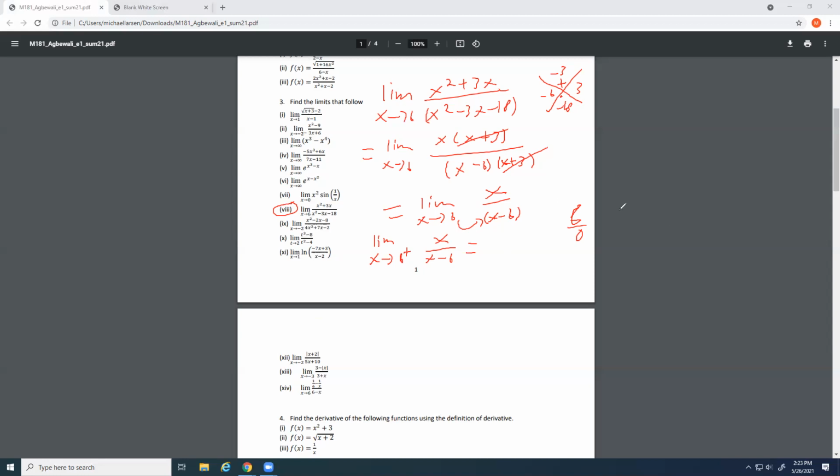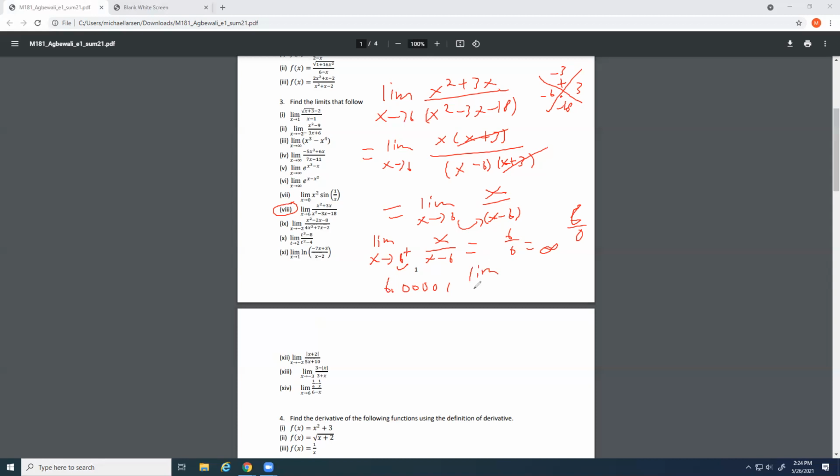These can look kind of intimidating at first, but the way I like to think about it is that when you're approaching something from the right or from the left, we're plugging in values that are really close to 6 but slightly greater than 6. For example, 6.00001, or add a bunch more zeros before the 1 if you'd like. Whatever we plug in is always a tiny bit greater than 6, so this denominator is going to be positive. We'll have 6 over 0, but that gives us positive infinity.